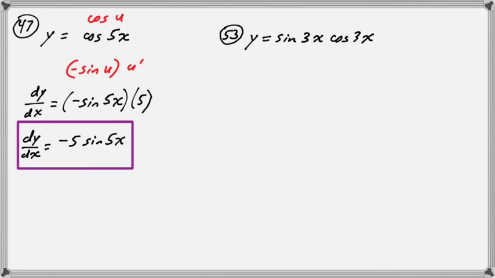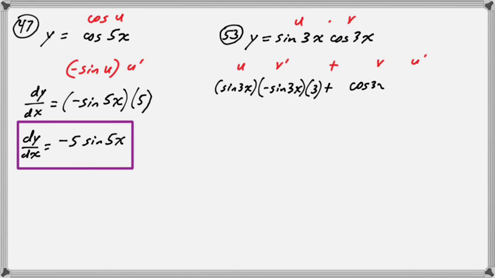53 is a little harder. It's a product, so you need the product rule. u times v would be u v prime plus v u prime. So let's do that. I'm going to bring the sine of 3x down. The derivative of cosine is negative sine of the same angle times the derivative of the angle. Now I'm going to bring the cosine part down, which is the v, times u prime. The derivative of sine would be cosine of the same angle times the derivative of the angle, which is 3.